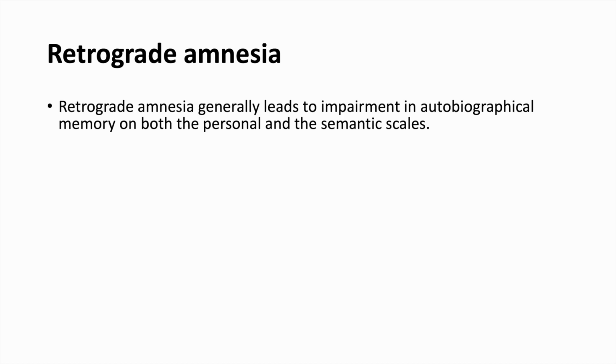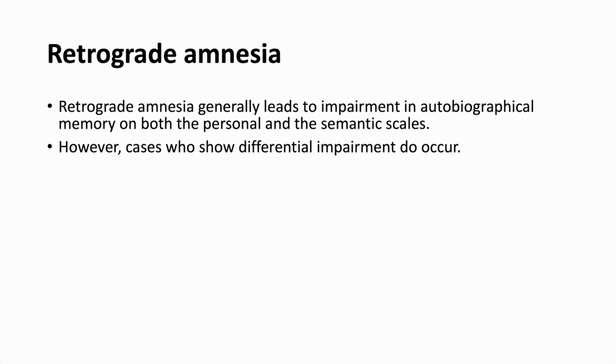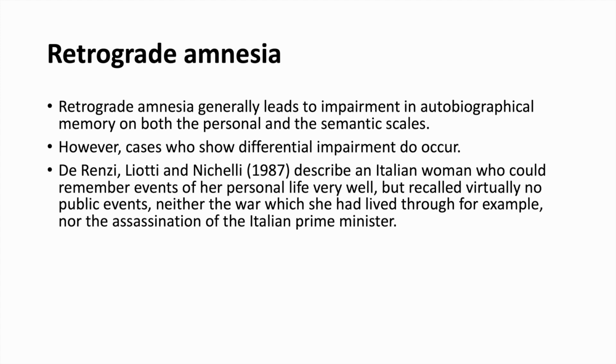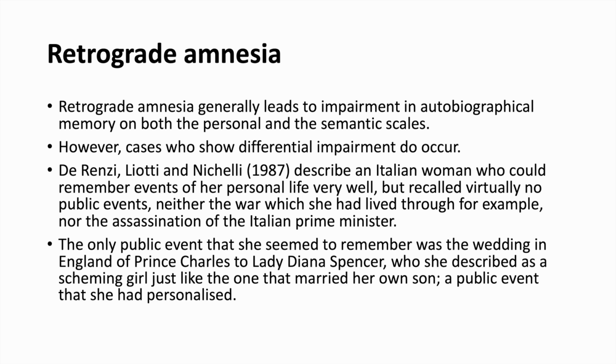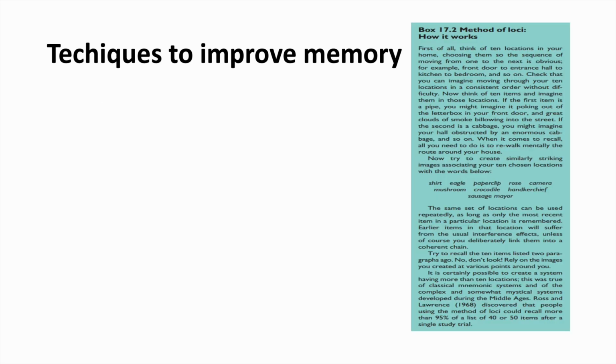Retrograde amnesia is where people have an impairment in autobiographical memory on both the personal and the semantic scales. So they'll not be able to remember facts about their life, both personal to them and wider facts about their life as well. But you do get differential impairment. So there was a case of an Italian woman. She couldn't remember anything, no public events. She couldn't remember the war that she'd lived through, nor the assassination of the Prime Minister. But she did remember Prince Charles and Lady Diana Spencer's wedding. And she called her a scheming girl, just like the one that married her own son. So basically, she got this public event and she personalised it, so she could remember that, which is quite interesting.